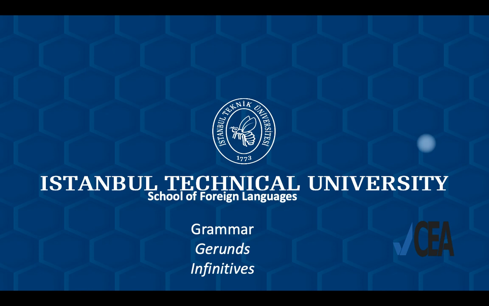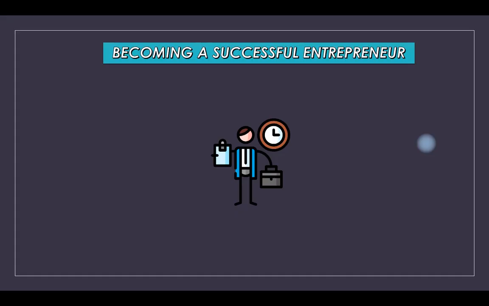So today we will learn which verbs are used with gerunds and which verbs are used with infinitives. Let's get started, and for a start I'd like to give you an example. Here you will see 4 tips of how to become a successful entrepreneur. So becoming a successful entrepreneur is the topic of this slide.